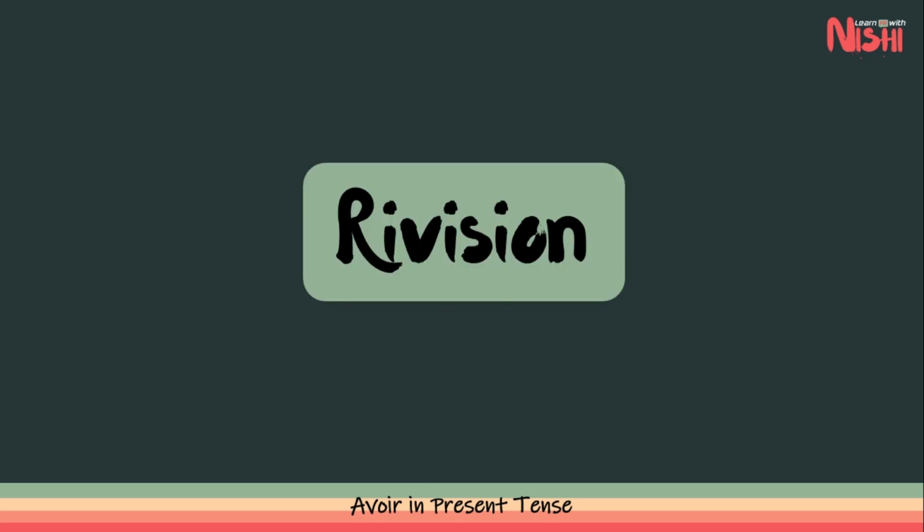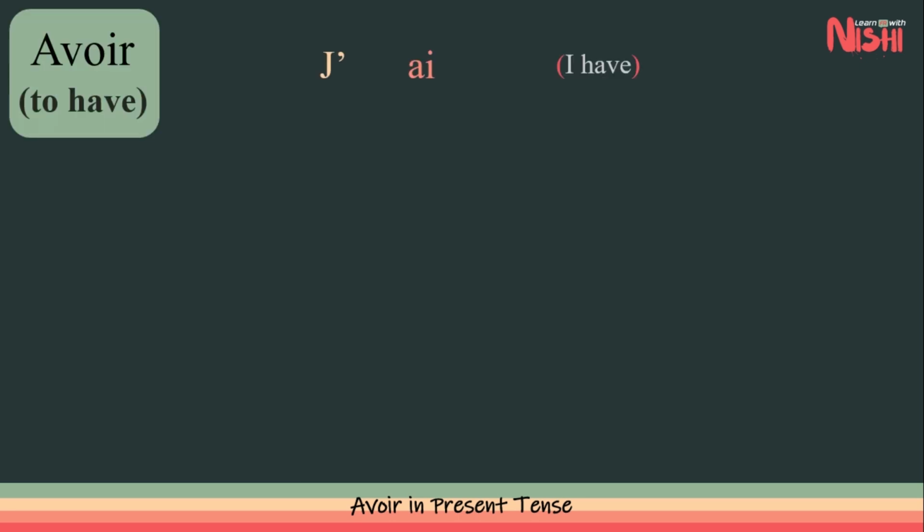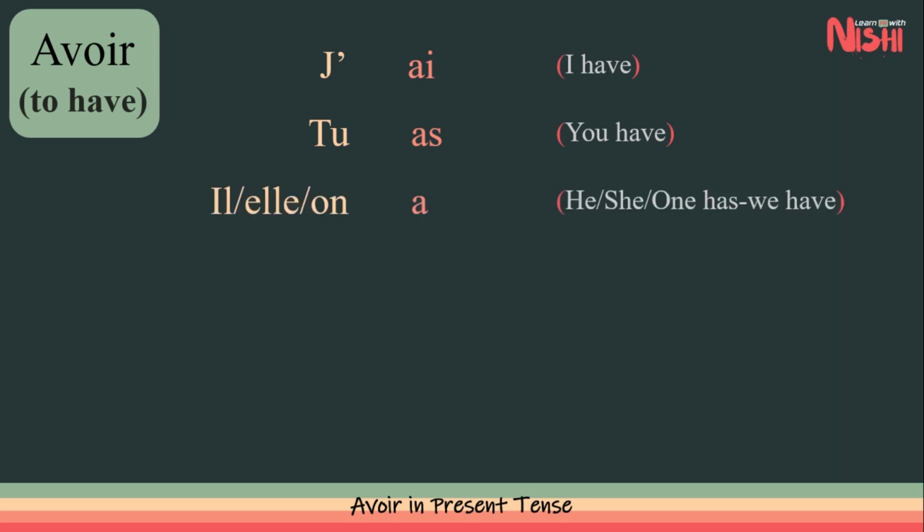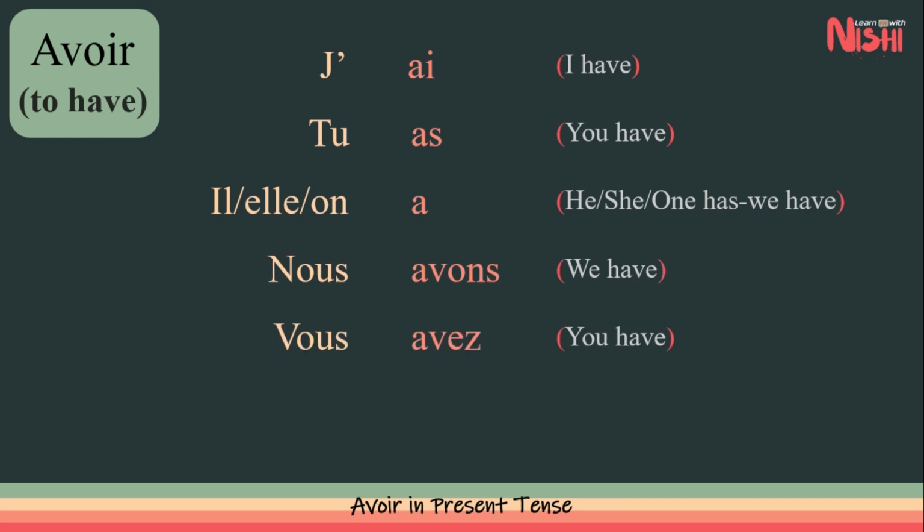Okay, now let's quickly revise the verb avoir conjugation in present tense. J'ai, tu as, il a, elle a, on a, nous avons, vous avez, ils ont, elles ont.